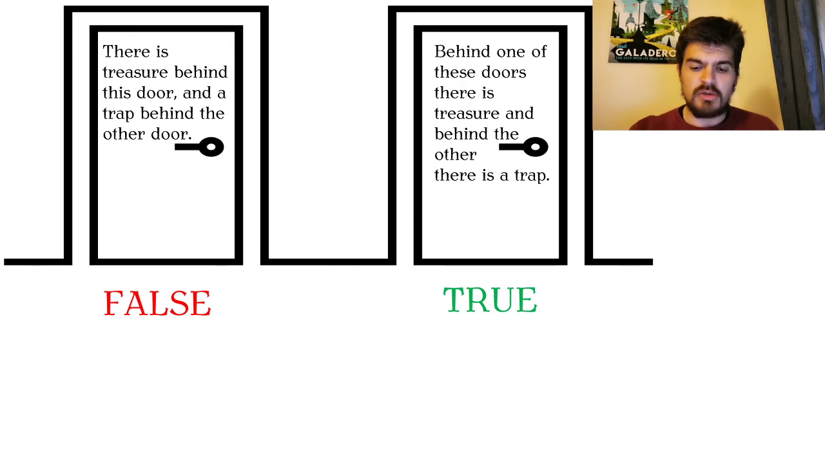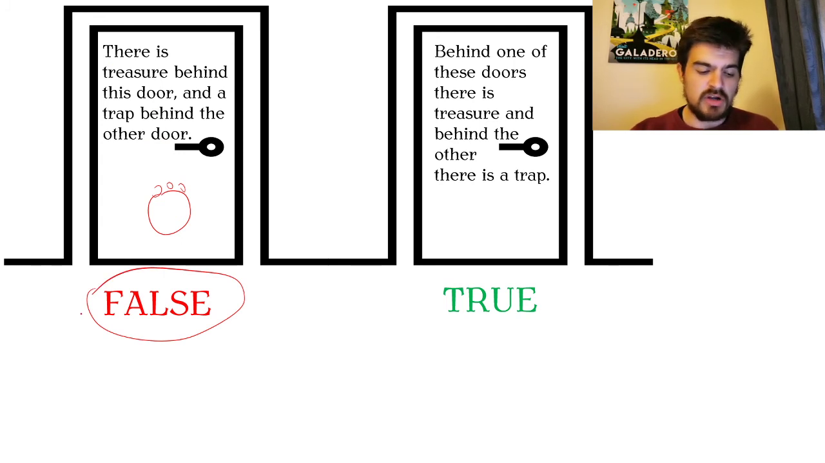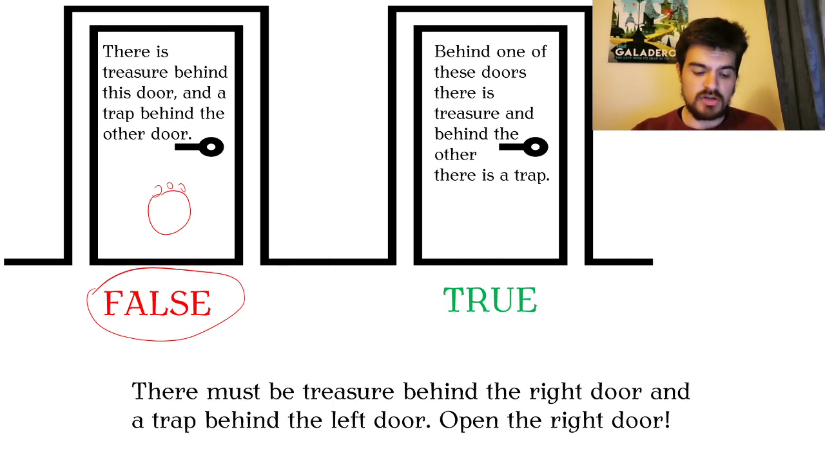We know that behind one of these doors there's a treasure, and behind the other one there's a trap. If the treasure is here, then there must be a trap here. But that would mean that this statement is true, because this is exactly what it says, and we already found that this one's false, so it can't be the case. The only possibility is that the treasure is in fact here. There must be treasure behind the right door and the trap behind the left door. So we open the right door and we find the treasure.